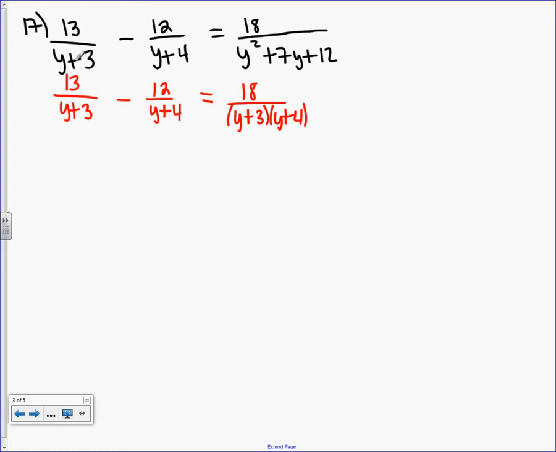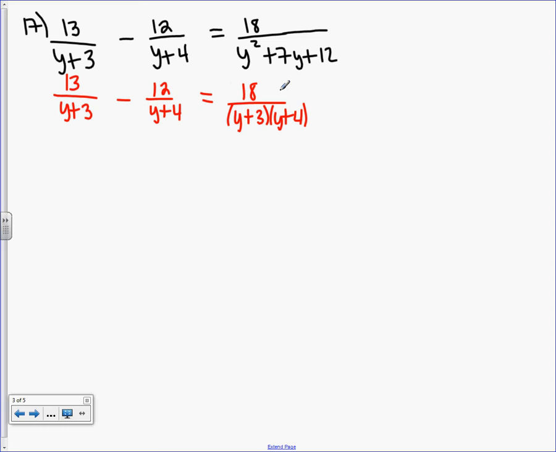So if I were just trying to get rid of the fraction here, what would I multiply by? Y plus 3, right? If I were just trying to get rid of the fraction here, what would I multiply by? Y plus 4. If I were trying to get rid of it here, what would I multiply by? Y plus 3, y plus 4, right? So in algebra, you can do anything you want as long as you do it to everything, as long as you do it to both sides of the equation. So I'm going to multiply both sides of the equation by y plus 3, y plus 4, because that's what I need. If I just do y plus 3, that doesn't help here. If I just do y plus 4, that doesn't help here. Do you see what I'm saying? So I'm going to multiply everything, both sides, by that.